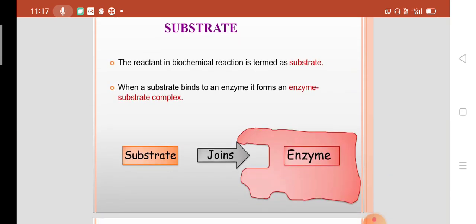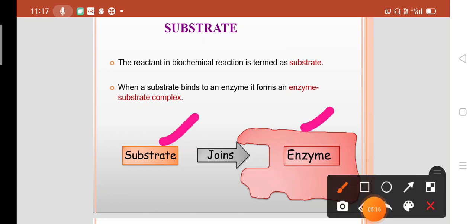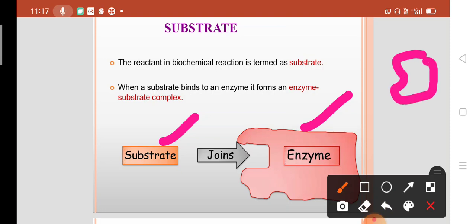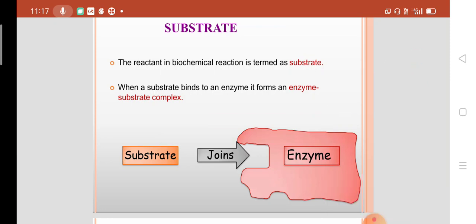Now, what is a substrate? The reactant in a biochemical reaction is termed the substrate. When a substrate binds to an enzyme, it forms an enzyme-substrate complex. This is a substrate. It binds to the enzyme, and after binding it forms the enzyme-substrate complex. This is an enzyme. Here your substrate binds, and this is the enzyme-substrate complex. Okay students, in the next video we will discuss further about enzymes.